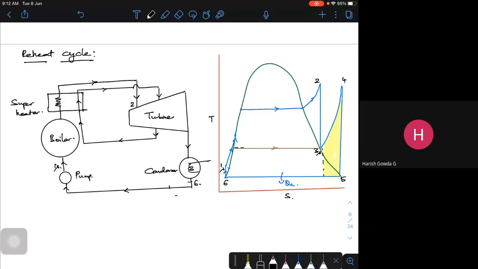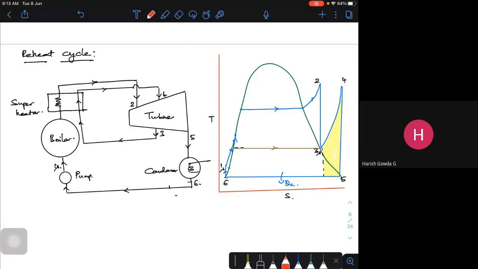Then this is what I could see, the expansion. This is your point 3. So that means then it will go back to your superheater. Then I am trying to put it back in the turbine. This is point 4. Then what it is getting expanded is point 5.